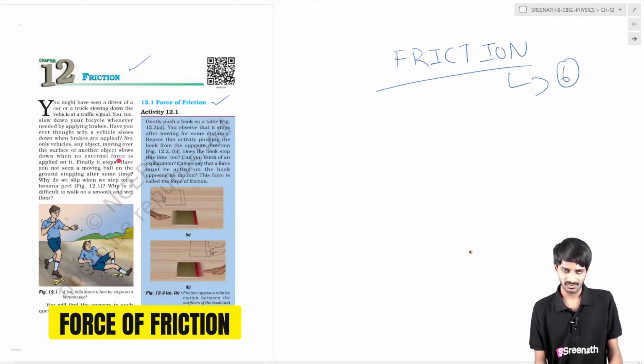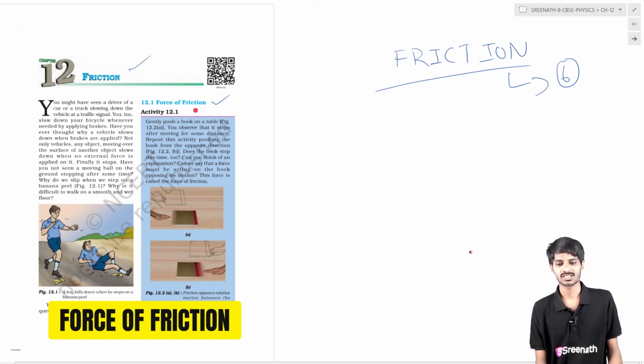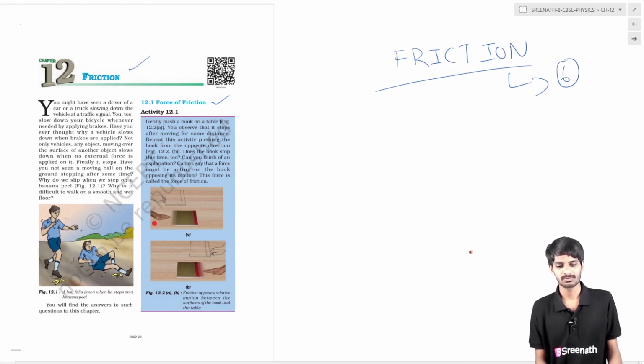Now, the first topic is force of friction. How can we understand this force? Suppose here is a book and this man is applying some force on this book on this side. Here is the first initial stage. He applied some force on this. What happens? It moved some distance, and after moving some distance, it stopped.